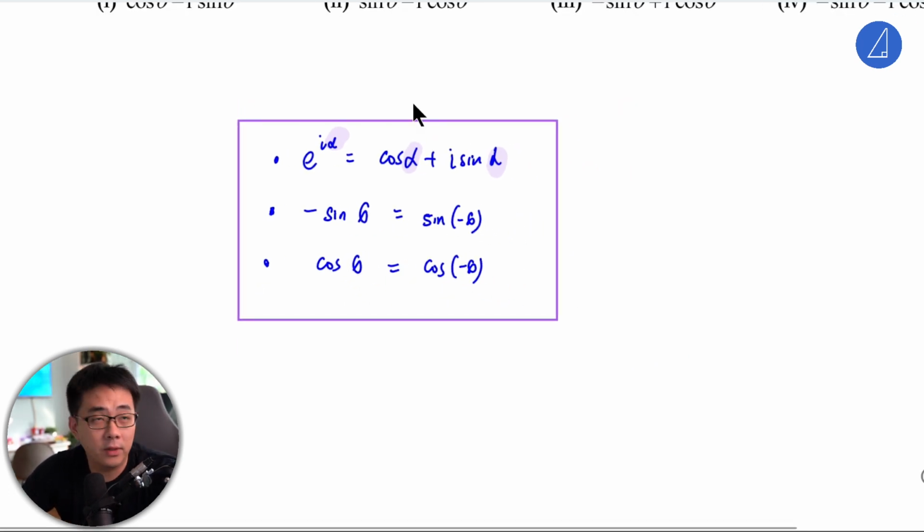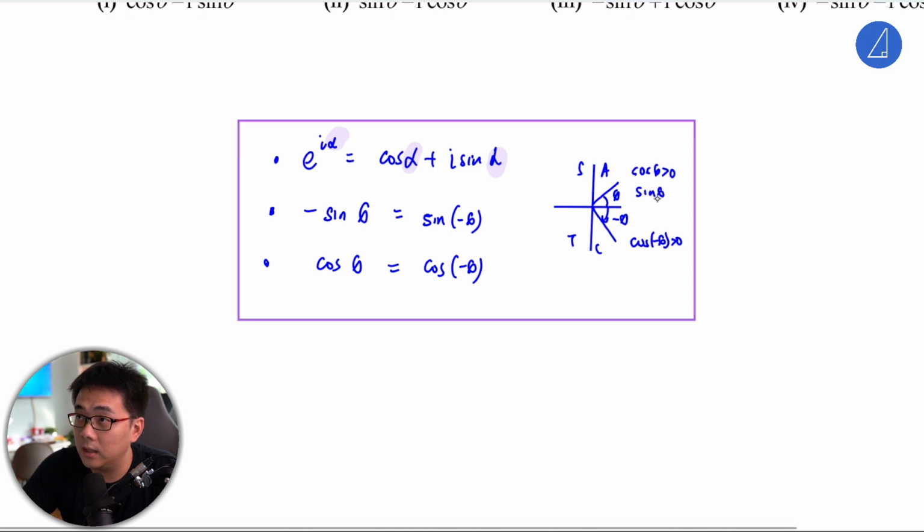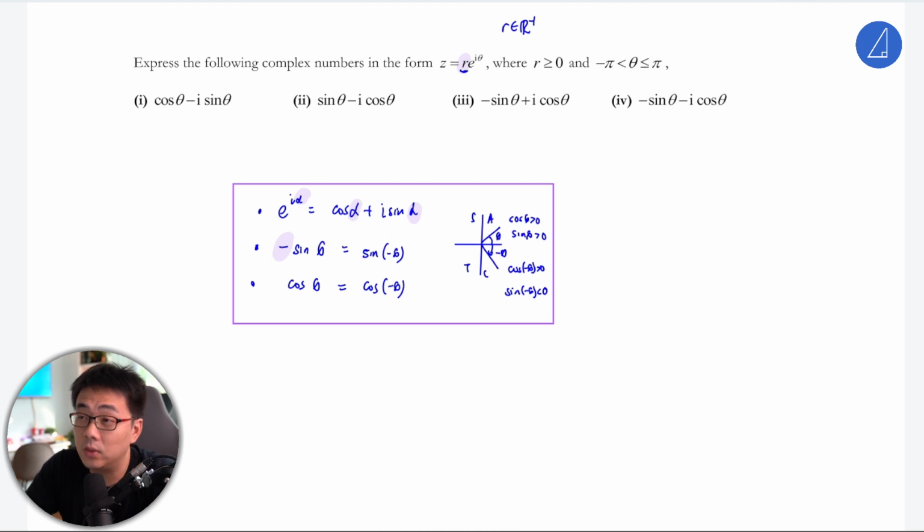So let's look at the first one. I know that sometimes we forget how we get that, but just remember that for sine theta it is all ASTC here. If we have negative theta and theta, cosine theta is positive and cosine negative theta is positive. Sine theta is positive, whereas sine negative theta is negative. That's why sine negative theta is actually negative sine theta, whereas cosine theta is cosine negative theta. So these are the three things you need to take note of.